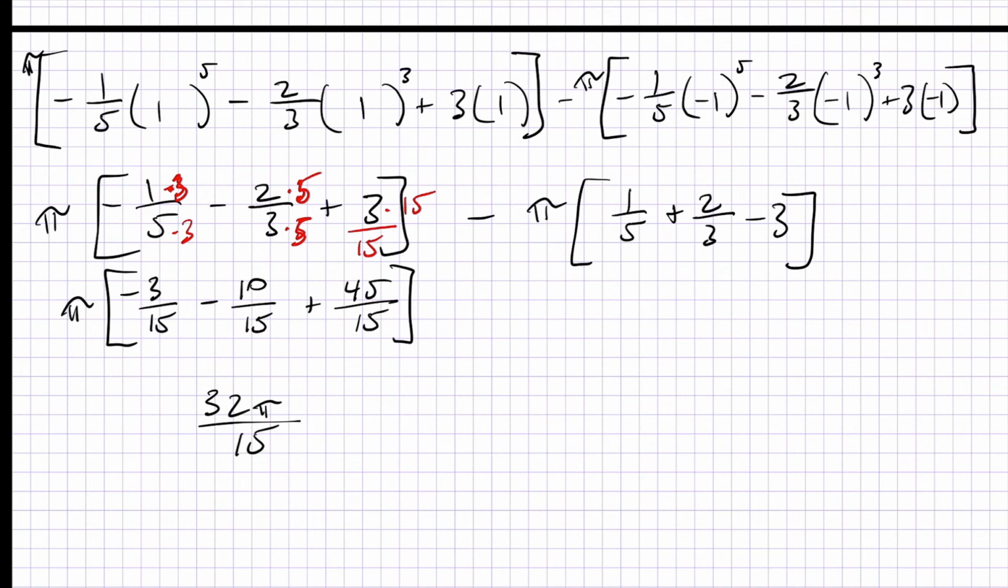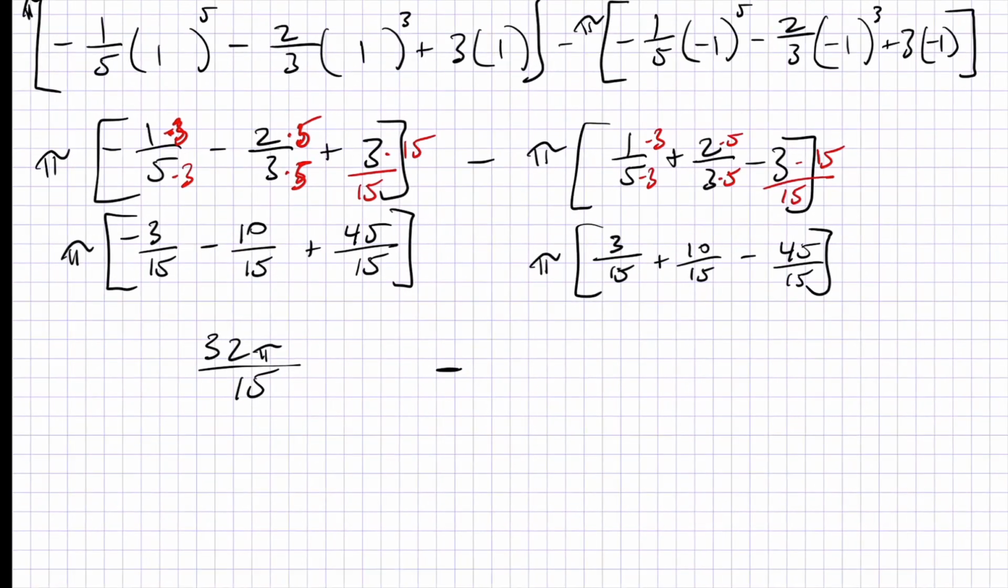32 pi over 15, because now I can bring in the pi. Over here, luckily, it has the same common denominator. So you get 3/15 plus 10/15 minus 45/15. So you get 13 minus 45, so negative 32. Negative, negative means plus, plus. So we're going to get 64 pi over 15.